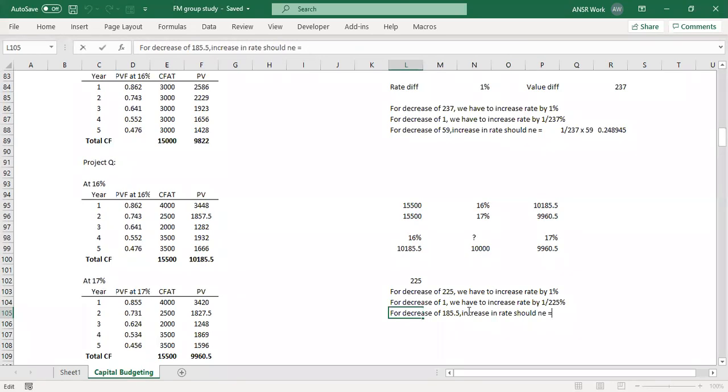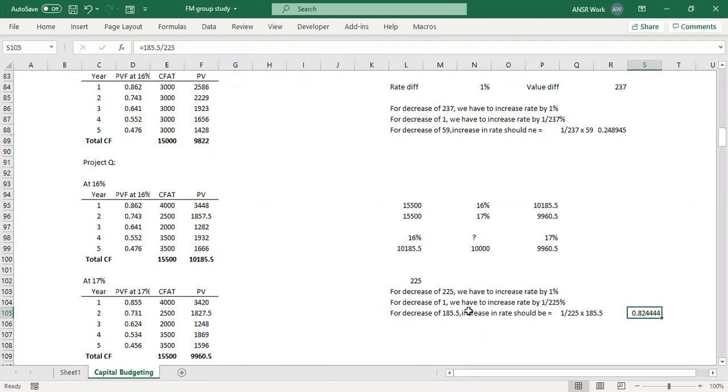So the 16% present value minus the original initial investment, that is 10,000. So 10,185.5 minus 10,000, that is 185.5. So that should be 1 divided by 225 multiplied by 185.5. Now that comes to 0.82. Now what is our IRR?